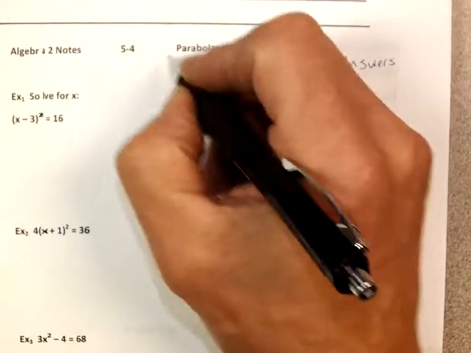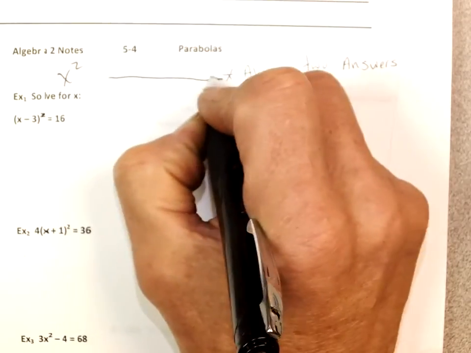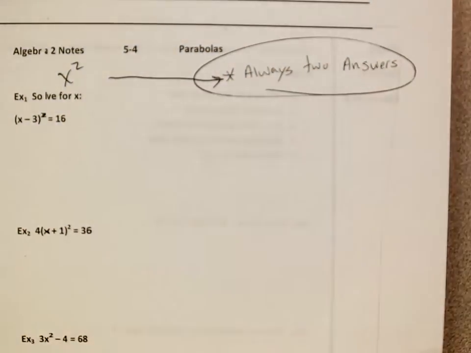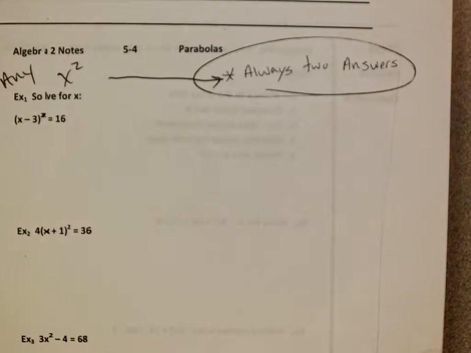So today, what we're doing is 5-4, and we're basically solving quadratics, all right? So before I even start, any x squared equation is always going to have two answers, right? Any x squared equation will always have two answers, okay? So what we have to do is find both answers.